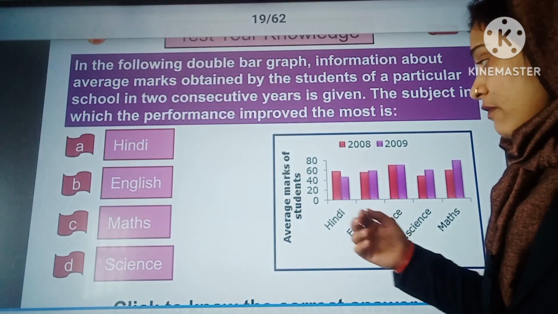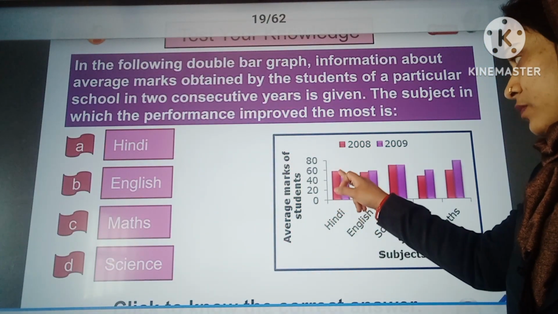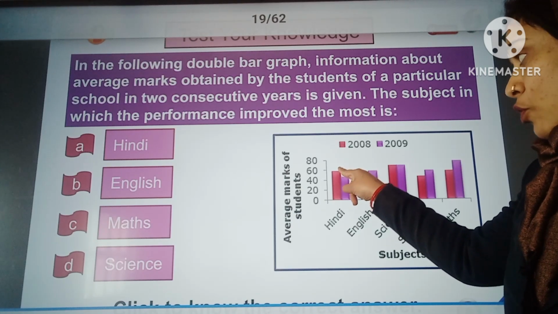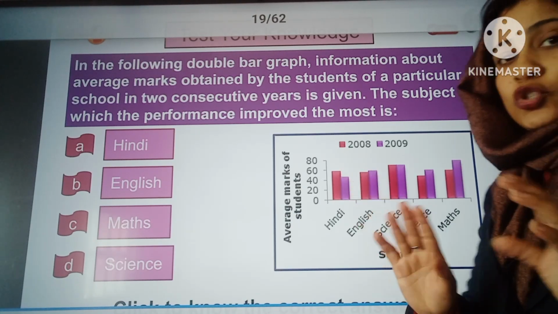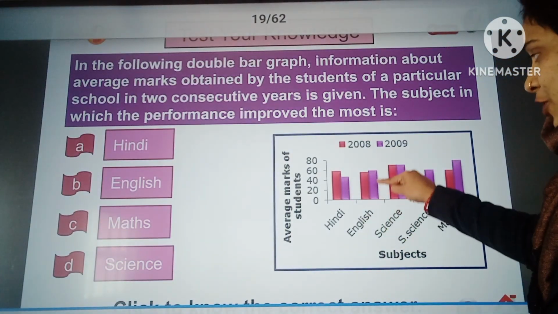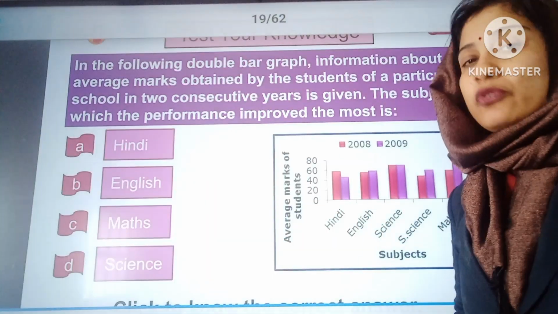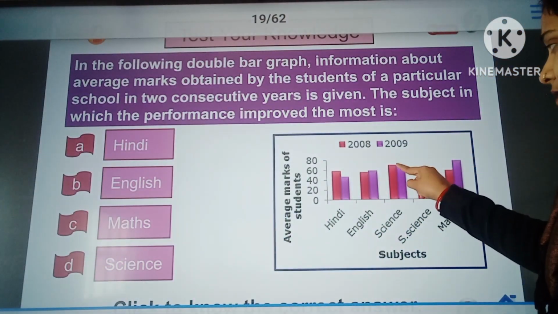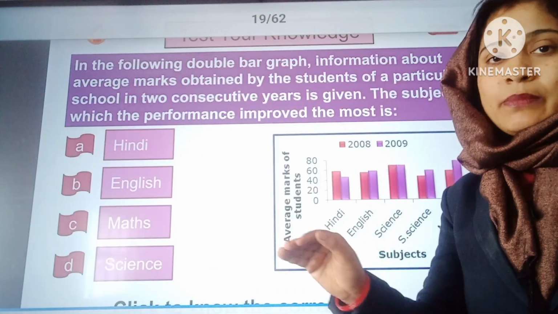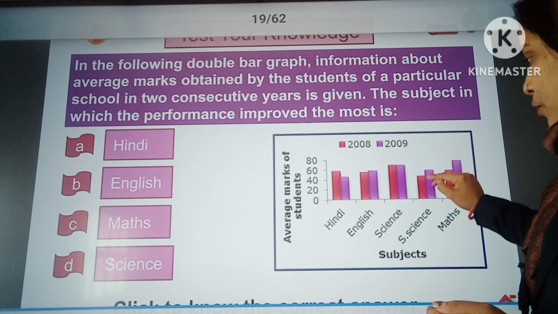Here we have 2009 in purple and 2008 in red. Can you see, is the performance improving here? No. Earlier it was more, now in 2009 it is decreasing, so the performance has not improved. For English, yes, in 2009 it is improved, but not by much. There is a slight improvement. For science, it is equal, the performance in 2008 was the same as in 2009. For the next subject, yes, again it is improved.